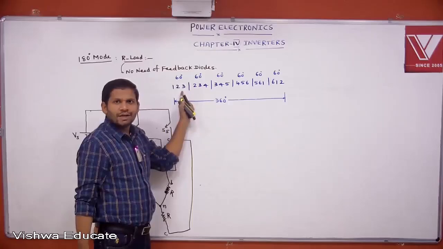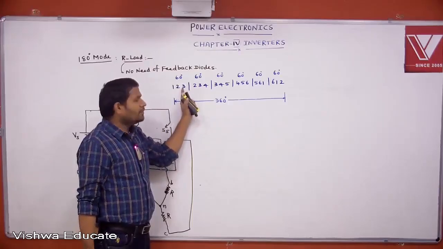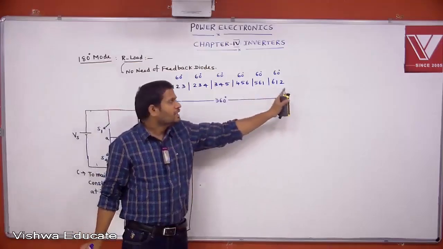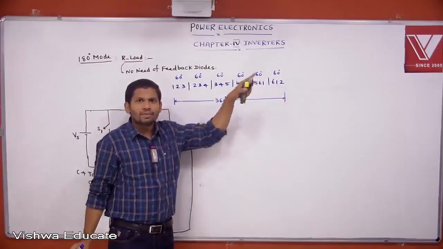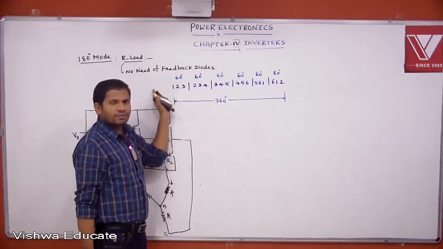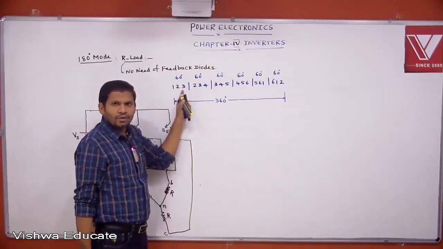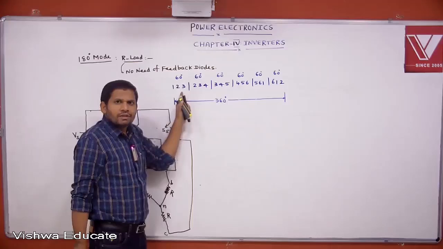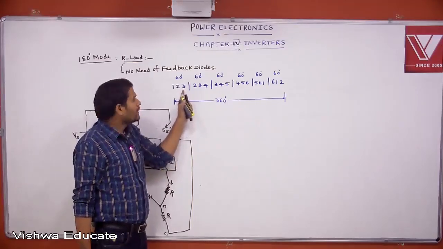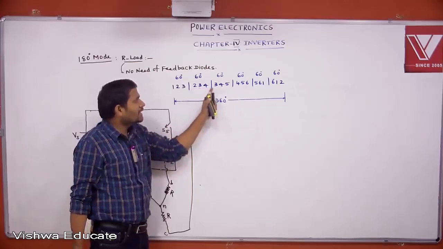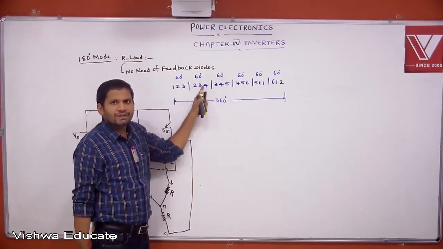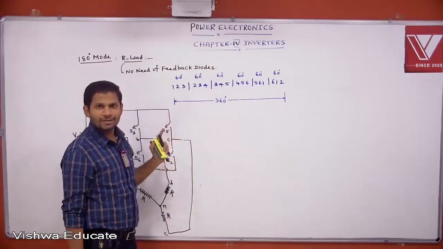Concentrate please, all of you. For example, let us assume that already 6, 1, 2 is conducting. Before this, 6 is turned on, 1 and 2 are on. Assume that here we have triggered switch 3. Then how much angle is it conducting? Here 3 is conducting, here also 3, here also 3. 60 plus 60 plus 60, 180 degrees.